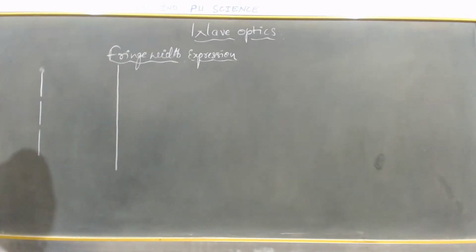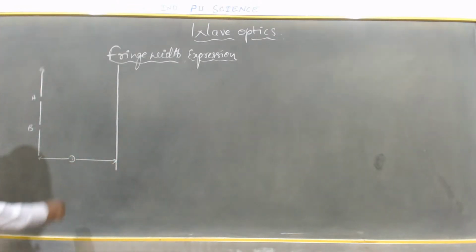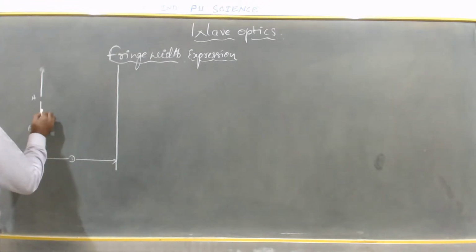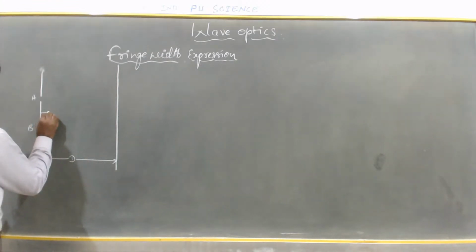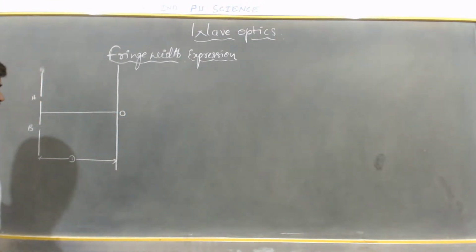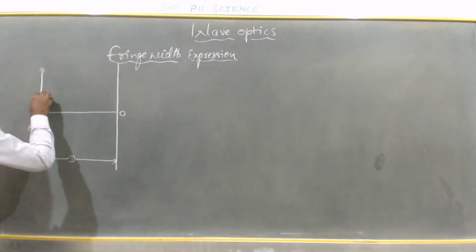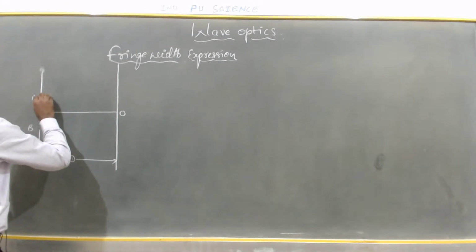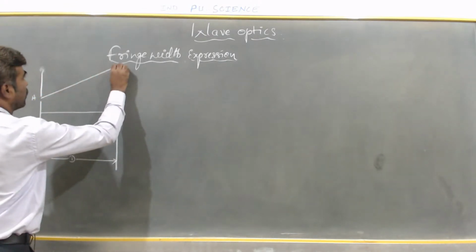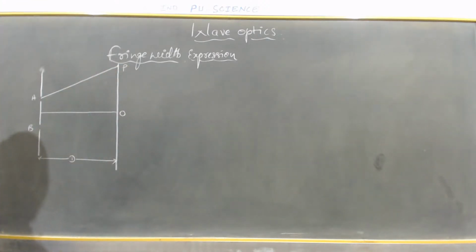Screen and two slits A, B. Distance between the slit and the screen is taken as D, and at the center we assume to have a bright fringe at the center O, and the wavefront from the slit 1 would have made the point P.